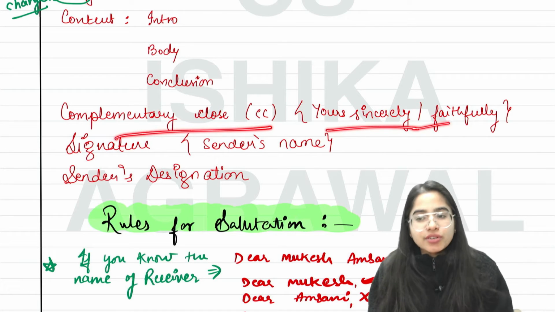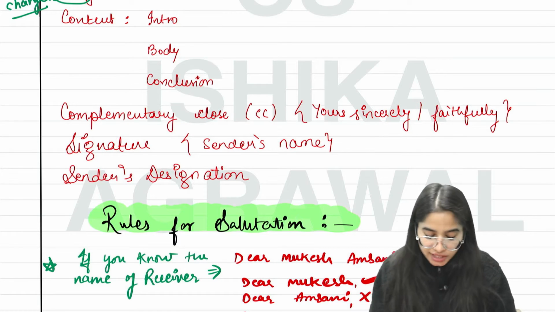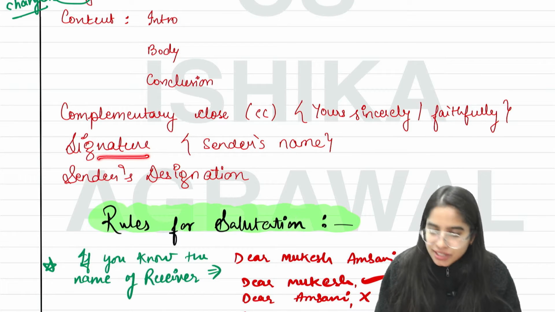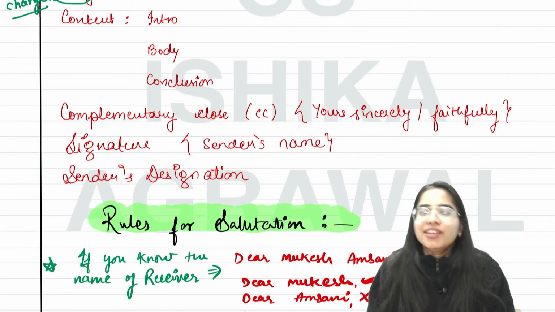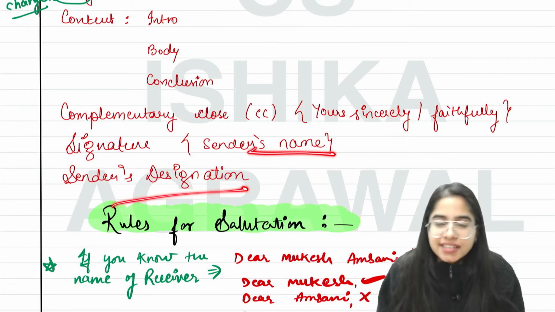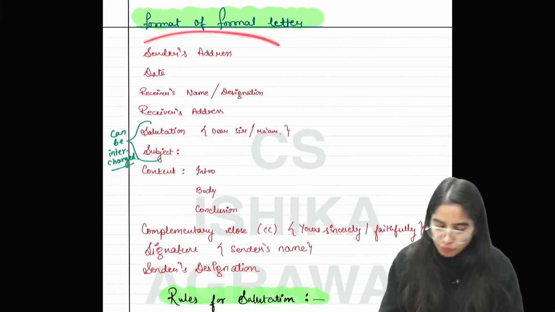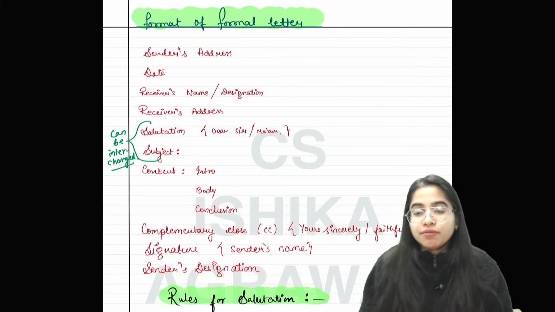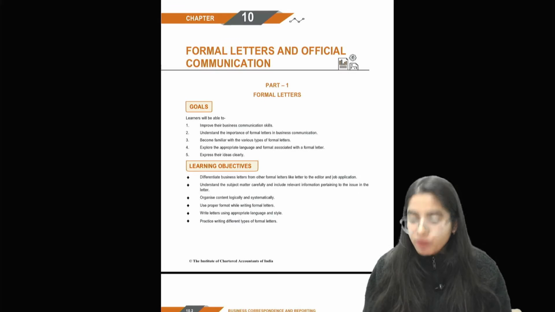which you can write as either yours sincerely or yours faithfully. Then you write your signature. In your signature you don't have to sign, rather you have to write the sender's name, and at last the sender's designation. So this is the format of the formal letter which you can use in all types of formal letters.